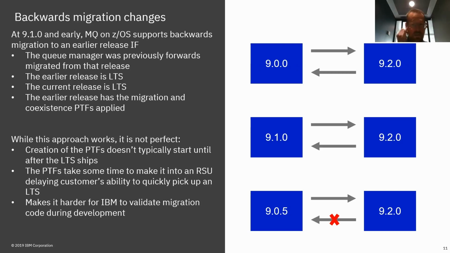It also makes it harder for us in continuous delivery. So we're continually bringing out new pieces of function in every CD release. And we really should be doing the backwards migration work as part of the function. And because there's a PTF, we couldn't keep that PTF open for ages. So we had to do the backwards migration as a separate step later.